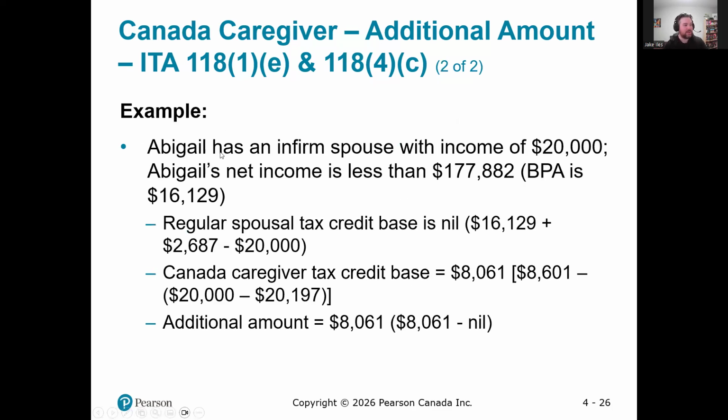So what does this mean? If Abigail has an infirm spouse with income of $20,000, that person should be receiving the full credit amount of 8,061, right? The caregiver. But the regular spousal credit base is nil, 16,129 plus the caregiver credit of 2,687. That comes out to just short of $19,000, but they're subtracting 20,000 of income. So if they were taking the basic caregiver credit, they would have had the 8,061. So the additional credit comes in to make it right, to sort of put it where it would have been if this person wasn't a spouse.